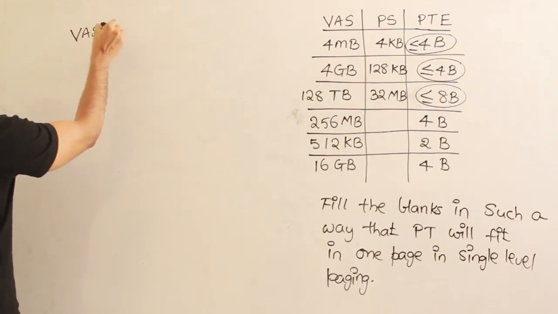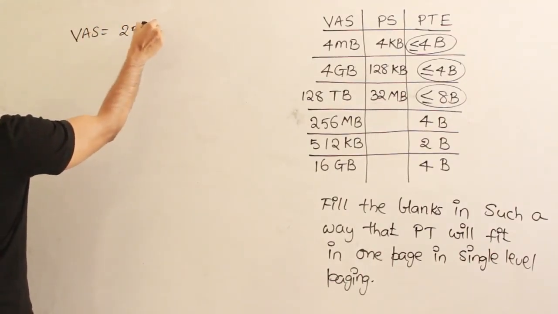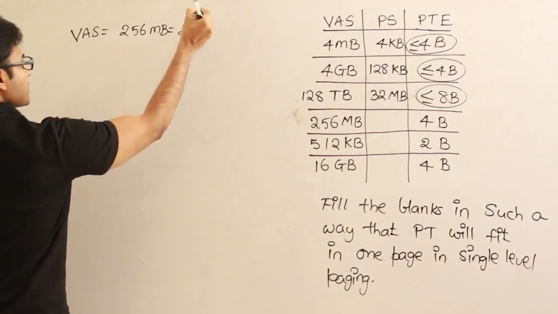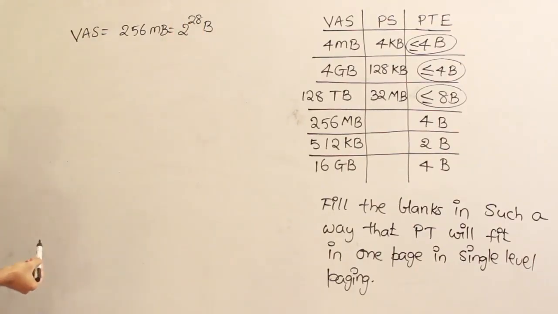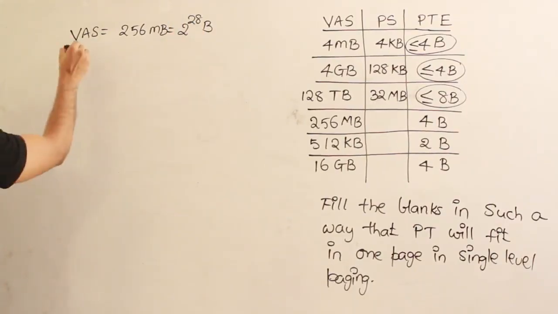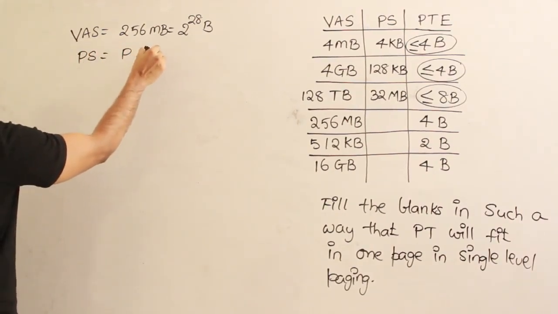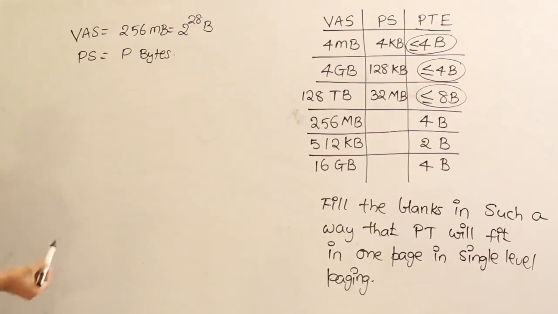Virtual address space given here is 256 MB. So what is 256 MB? 2 power 28 bytes, right? And now page size, let us assume that page size is P bytes. This is what I assume, right?